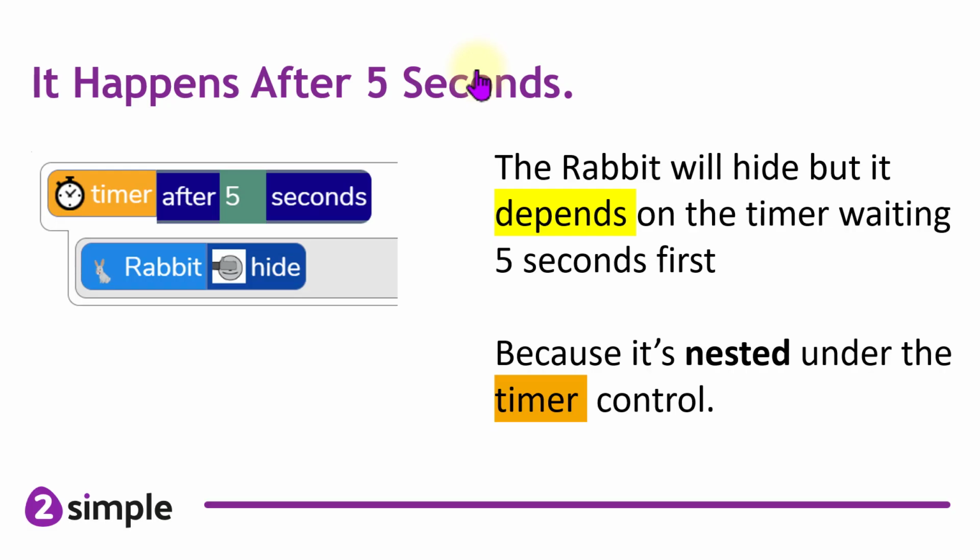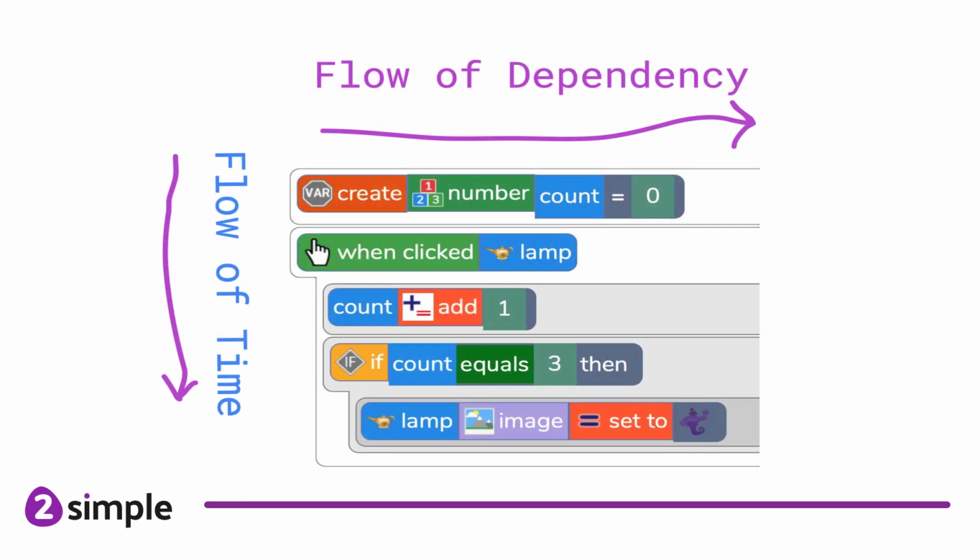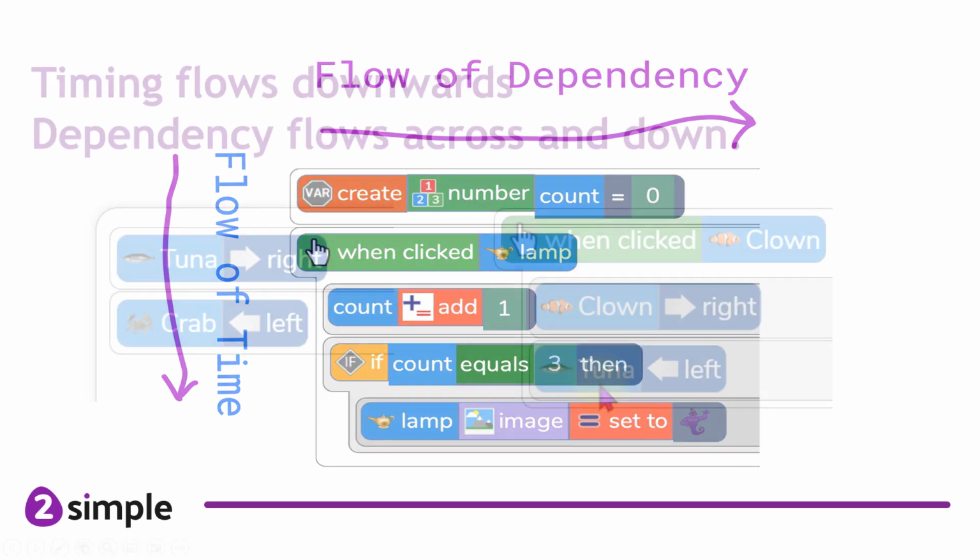This can also happen where you have code such as this, where we might have the rabbit will hide, but it depends on the timer waiting 5 seconds first because it's nested under the timer control. So what I'd like you to understand so far is that timing flows downwards on the commands, but dependency flows across as well as down.